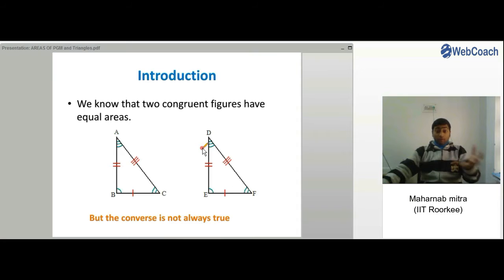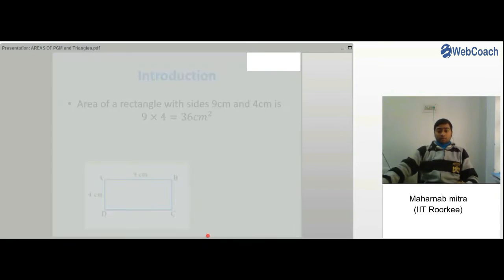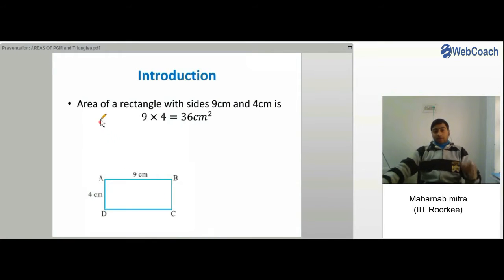Why? Because if two figures have the same areas, not necessarily the two figures will be congruent, right? If the areas of two figures are the same, not necessarily they have to be the same as each other. They have to be alike. Let us see one example.